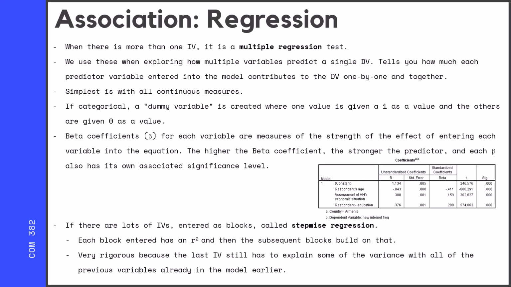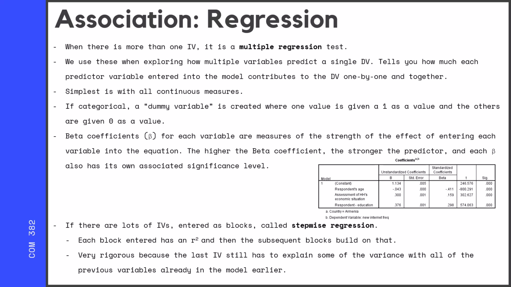The other form of association that we talk about quite a bit is regression. This is when there is more than one independent variable. It is a multiple regression test. This is how we explore multiple variables predicting a single dependent variable, and they tell you how much each predictor variable, each independent variable entered into the model, contributes to the dependent variable, both one by one and also combined. The simplest form of regression uses all continuous measures. Remember, correlation that we just talked about was all continuous measures.